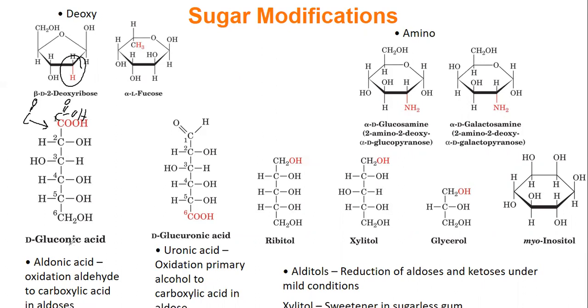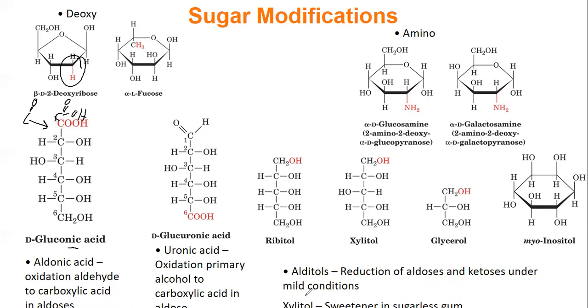And the name of the sugar just changes to ic acid. So glucose goes to gluconic acid. Now, compare that with a uronic acid, and that's where you take the very last carbon and you change that alcohol to a carboxylic acid. So that's called a uronic acid. And again, you take the base name. So we're looking at glucose, and you just add uronic acid. So this is glucuronic acid.